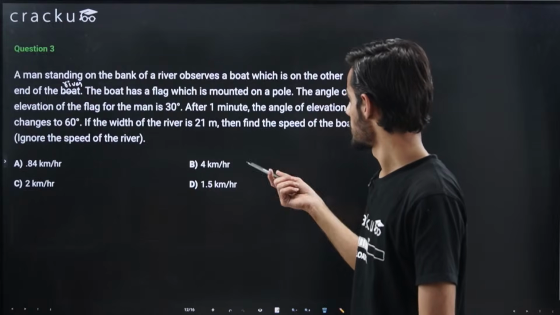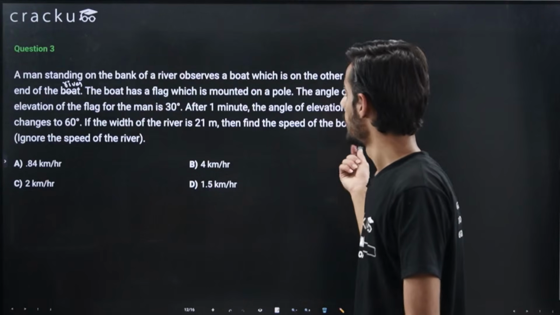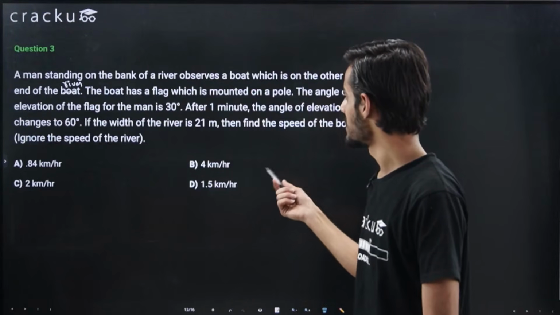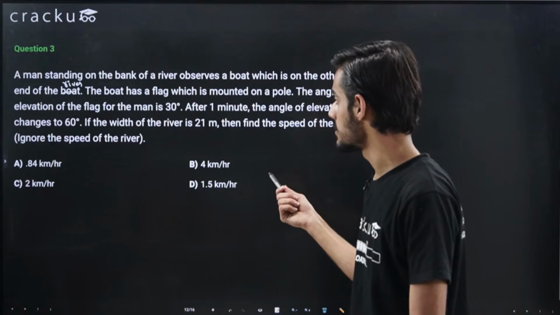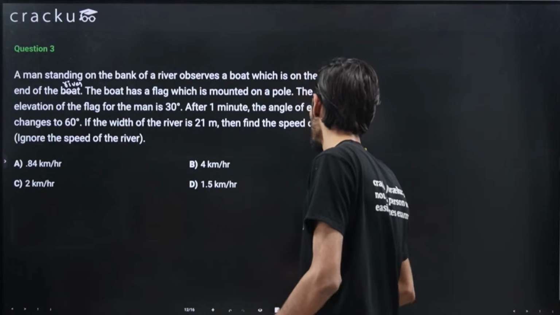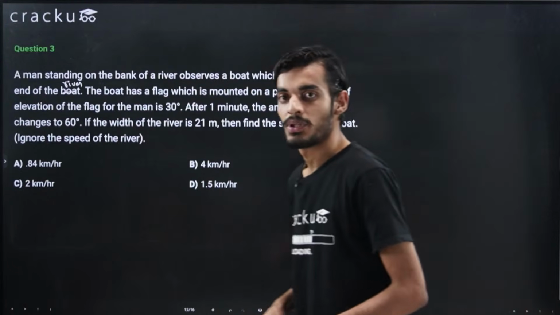The boat has a flag which is mounted on a pole. The angle of elevation of the flag for the man is 30 degrees. After 1 minute, the angle of elevation changes to 60 degrees. If the width of the river is 21 meters, then find the speed of the boat. Ignore the speed of the river.